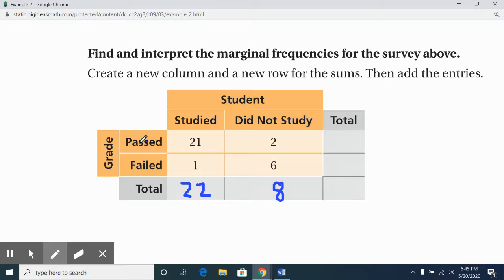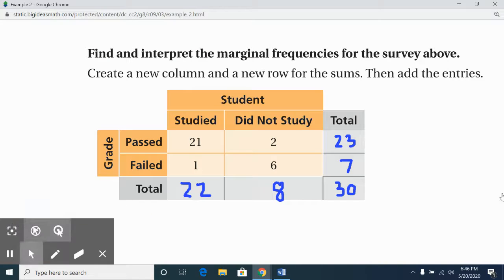Now we're going to look at our rows. How many students passed? 23. How many students failed? 7. Okay, so what's the total of the rows and the columns? That's going to tell us how many students were surveyed in the first place, all right, the total amount. So again, 23 plus 7 is 30, 22 plus 8 is also 30. So that's how many students were surveyed in the first place, okay? So let's read this quick.